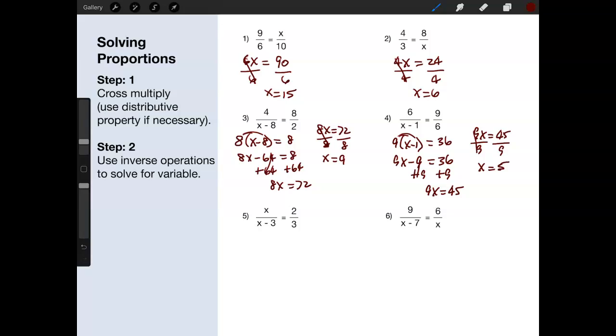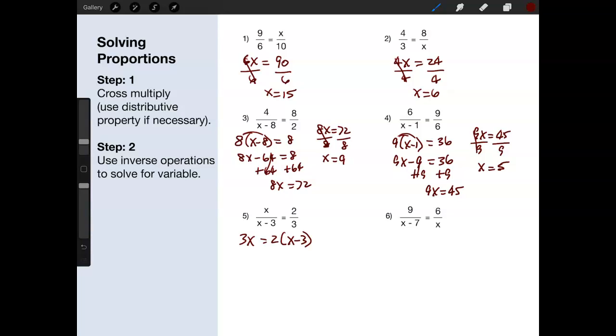For number 5, we have x over x minus 3 equals 2 over 3. Now notice here we have x in 2 spots. We follow the same procedure. We can do 3 times x equals 2 times x minus 3.